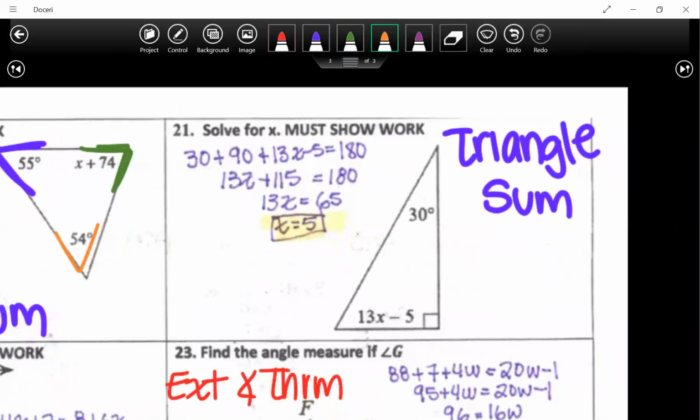Triangle sum on the one to the right again. We have the angle 30 plus another angle here, which is represented by a symbol, which is 90. 13x minus 5 is the other angle, must add up to 180. Okay, that's all we're doing. We're plugging back in. Again, this just says solve for x. It does not say you need to have a value or an angle measure.